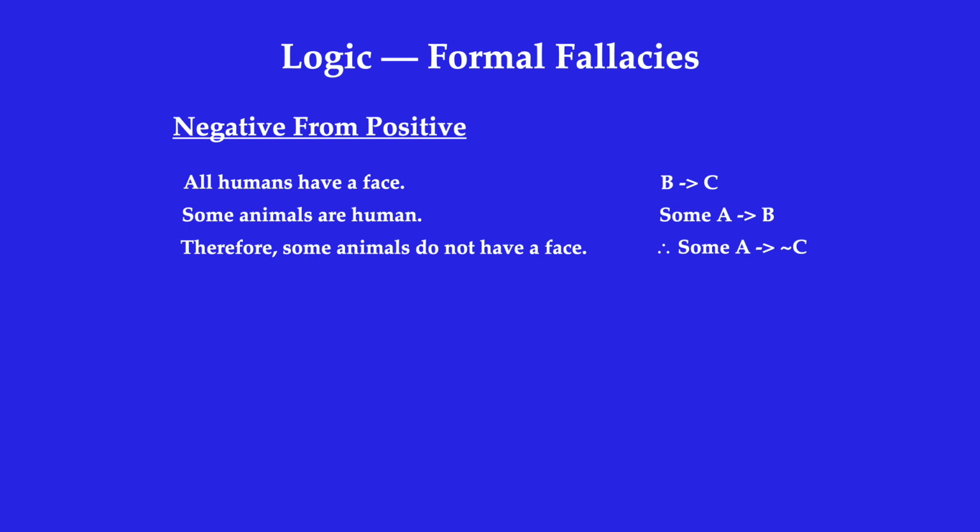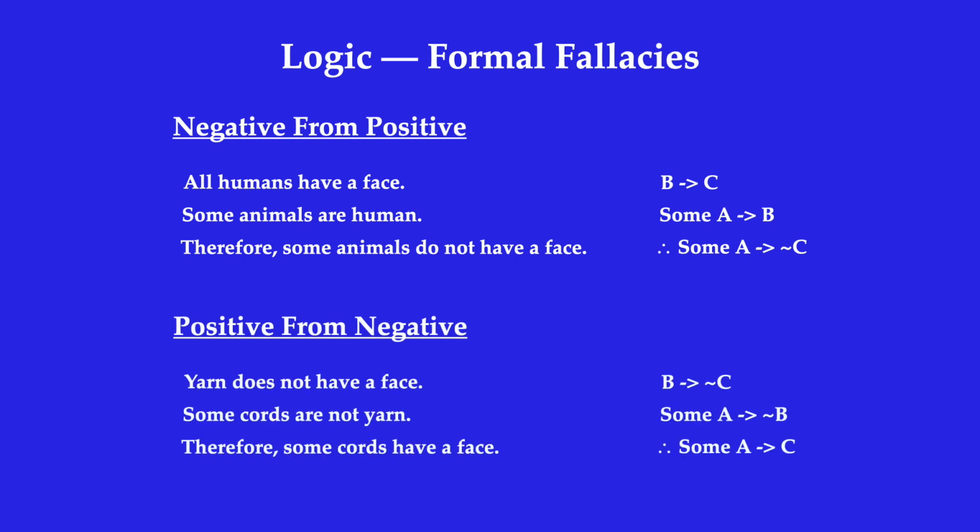Not B does not imply not C. In general, the rule is if all your assumptions and observations are positive, you can't really derive a negative outcome. If we flip this, we get positive from negative. Yarn does not have a face. Some cords are not yarn, therefore some cords have a face.